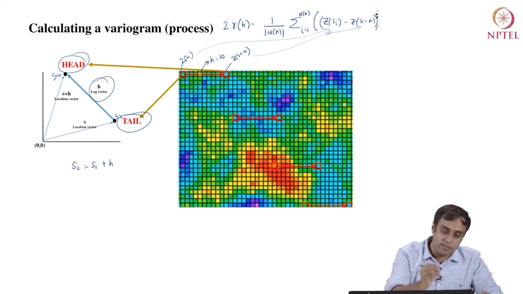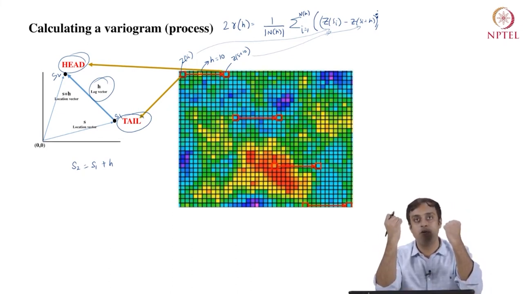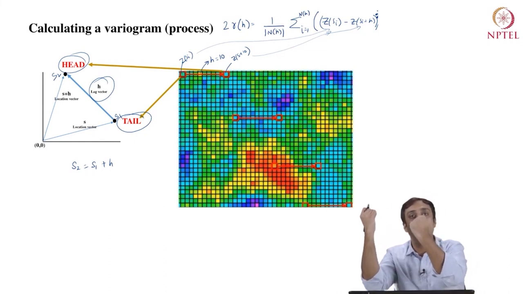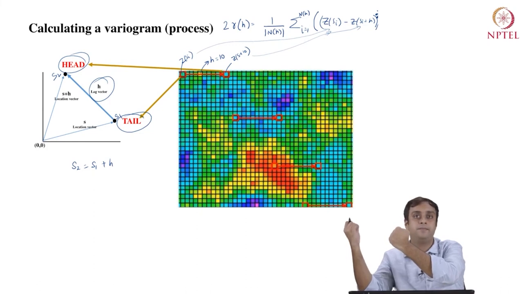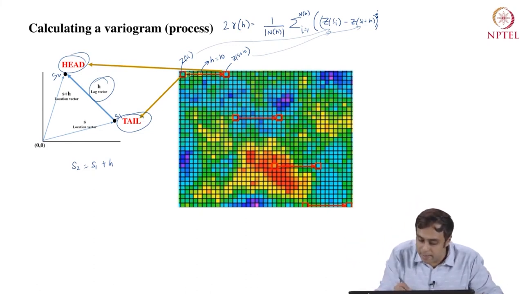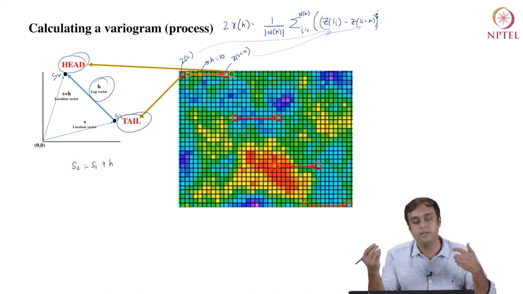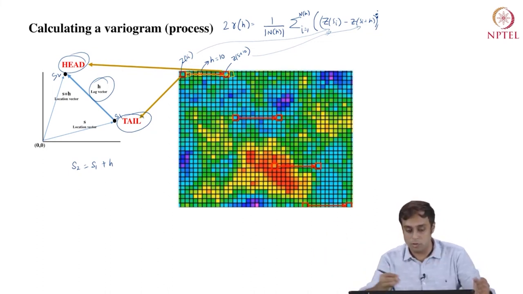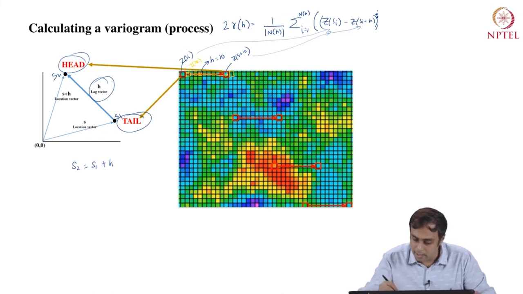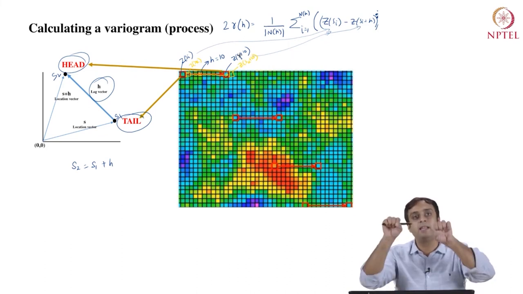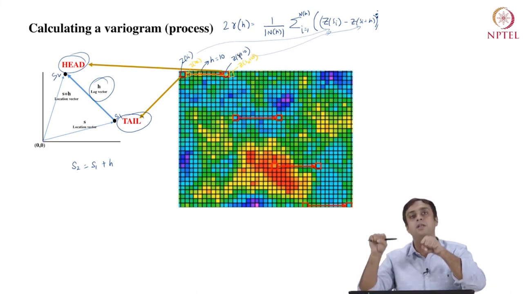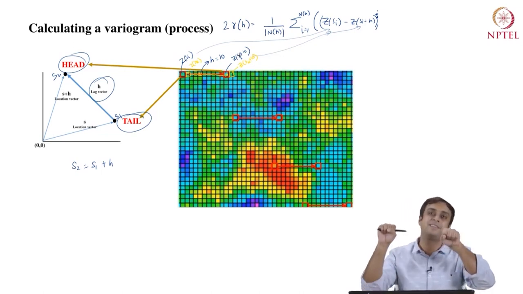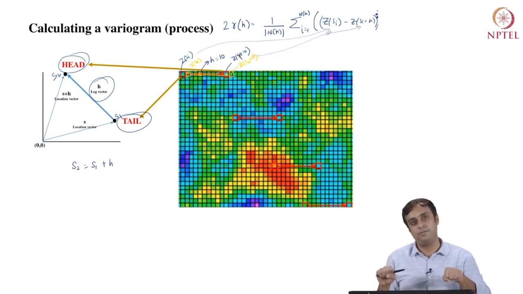Now, just like you take this device which goes from tail to head, you take it around to every possible pair in this data set. As a second step, you take it onto the next cell on the right and collect the pair k, l. So this is z(s_k), and this is z(s_k plus 10). The previous one was i. You will run this device through every possible sample pair that is separated by the lag vector h.